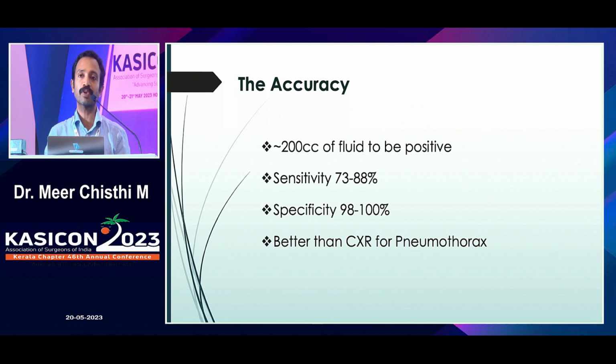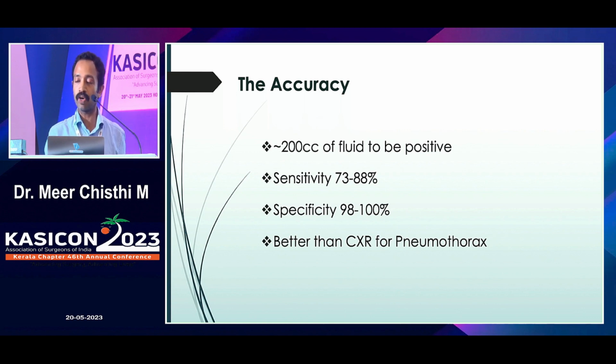So how accurate is a FAST? It is told that any fluid more than 200 cc will be picked up by FAST, and the sensitivity ranges somewhere between 75 to 85%. Specificity is more than 95%. So what does that mean?